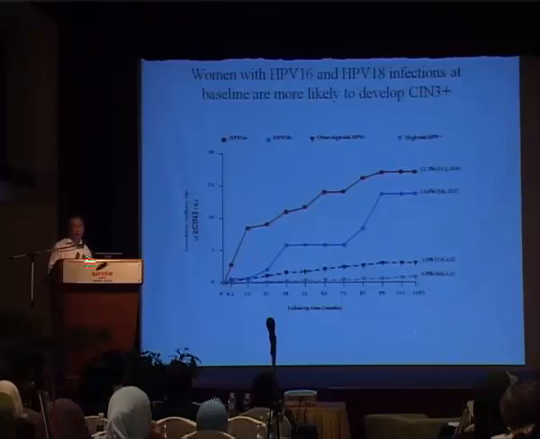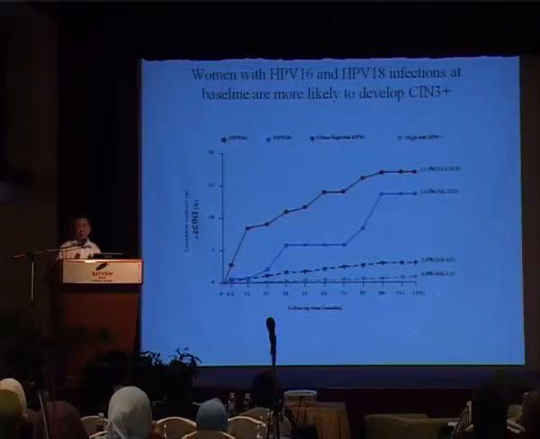So although all the 14 subtypes of high-risk HPV are so-called high-risk and oncogenic, 16 and 18 stand out as very distinct subtypes.